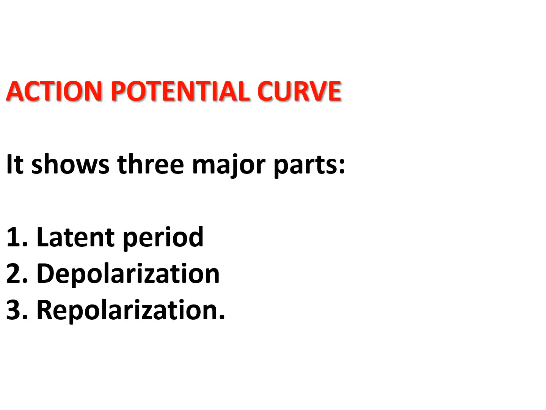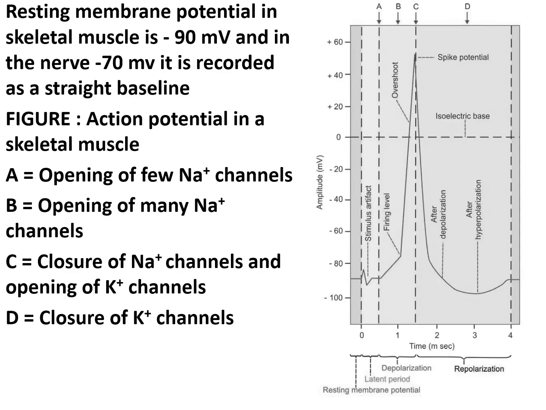Then the action potential curve. The action potential curve is a graphical recording of the electrical activity that occurs in an excitable tissue such as muscle or nerve. After stimulation, it shows three major parts: latent period, depolarization and repolarization. The resting membrane potential in skeletal muscle is about minus 90 millivolts, and in the nerve fiber about minus 70 millivolts, and it is recorded as a straight baseline.